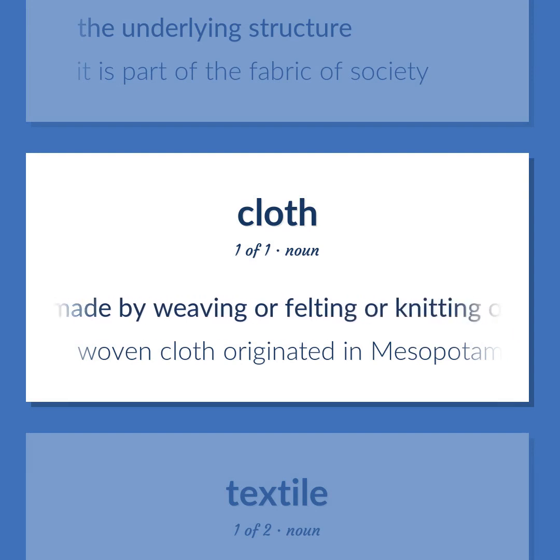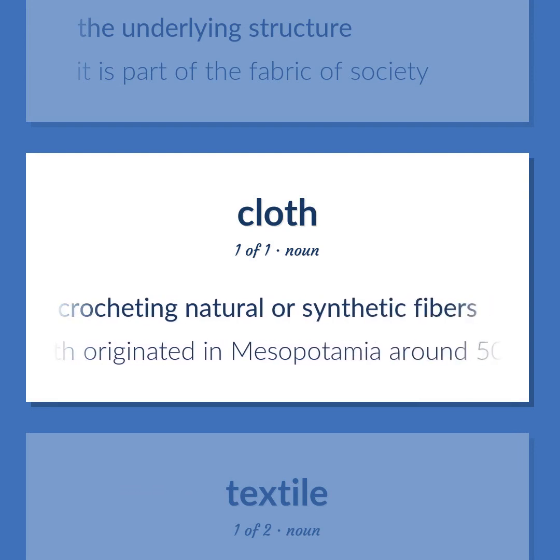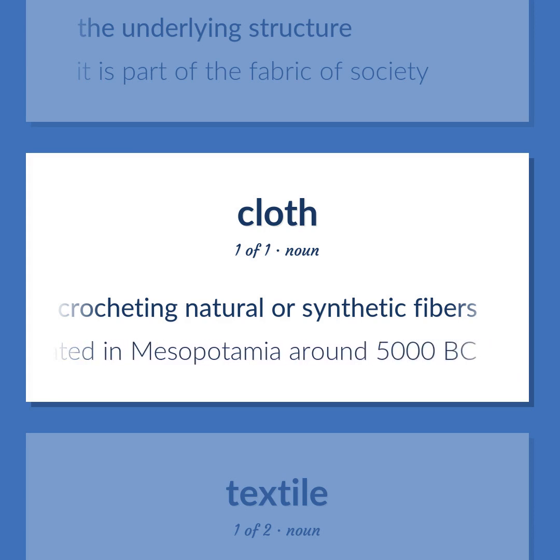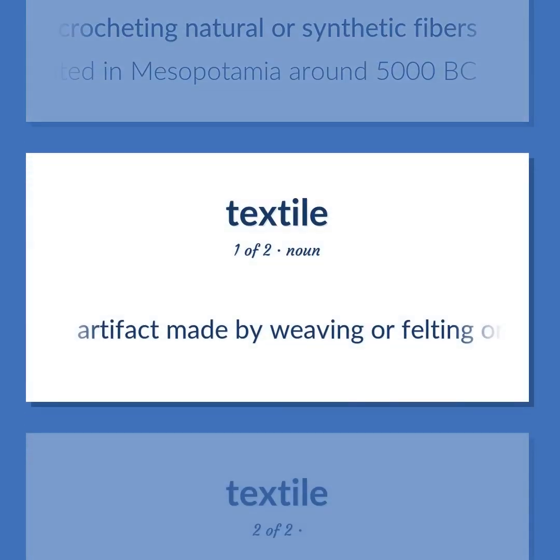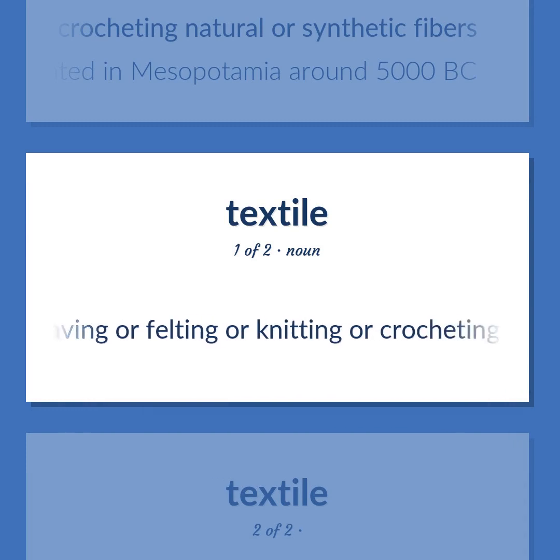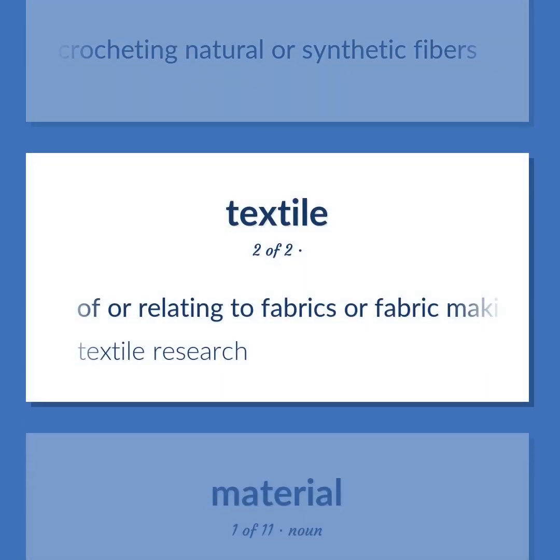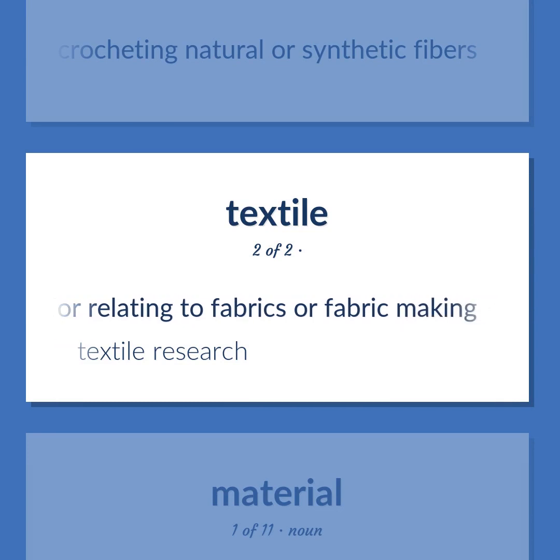Artifact made by weaving or felting or knitting or crocheting natural or synthetic fibers. Woven cloth originated in Mesopotamia around 5000 BC. Artifact made by weaving or felting or knitting or crocheting natural or synthetic fibers. Of or relating to fabrics or fabric making. Textile research.